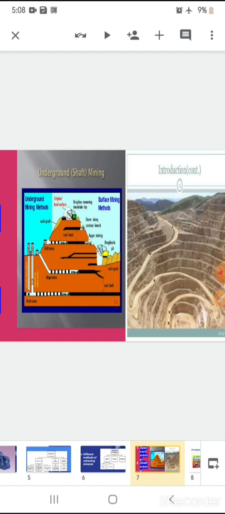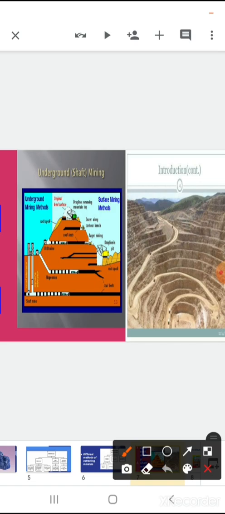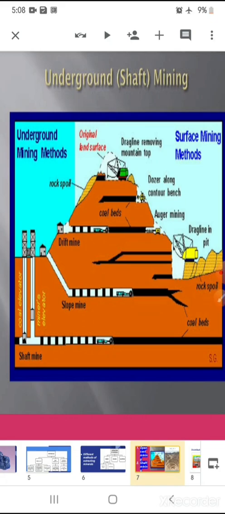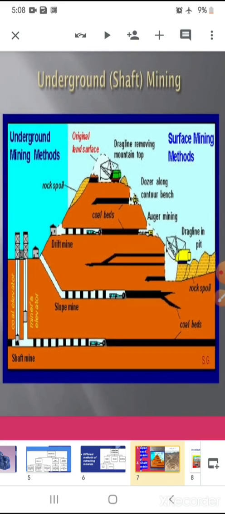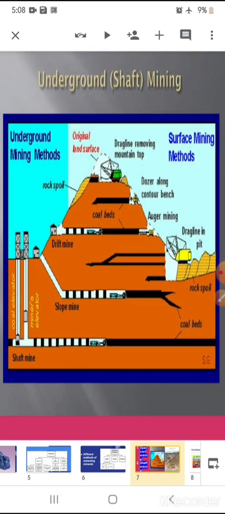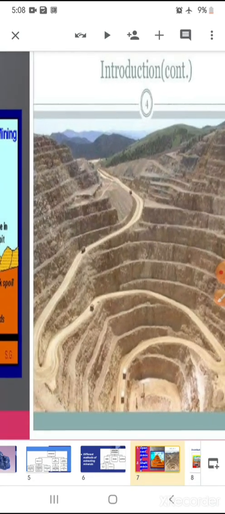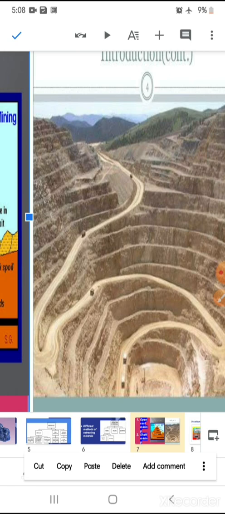Now, what is open cast mining? Minerals that lie. You can see, children. See, minerals. You can see how the shaft mine is there, how the particular minerals are being dragged and taken out from the earth's surface. This is your shaft mining, and when we switch to this, we see this is open. That was shaft mining, and this is open cast mining.